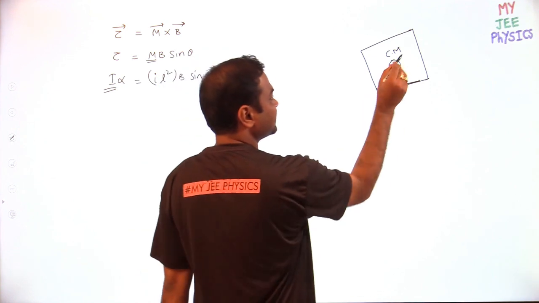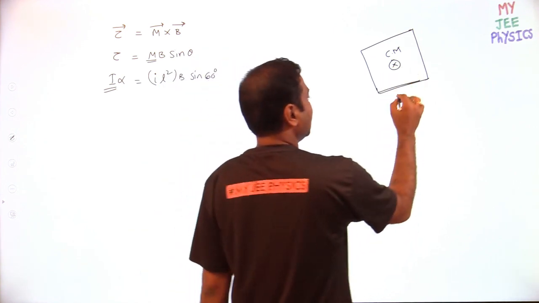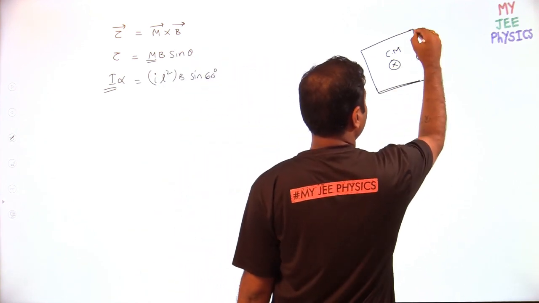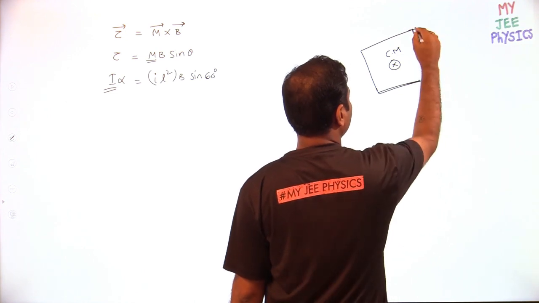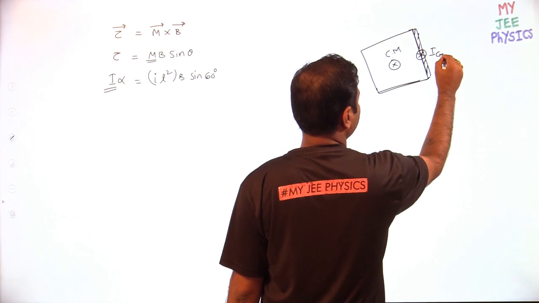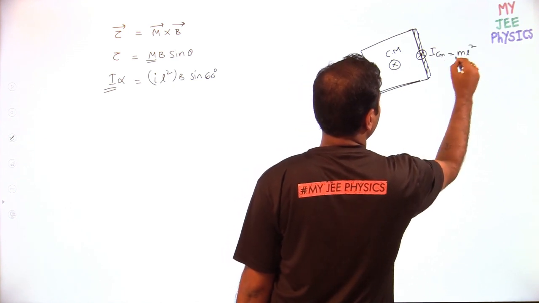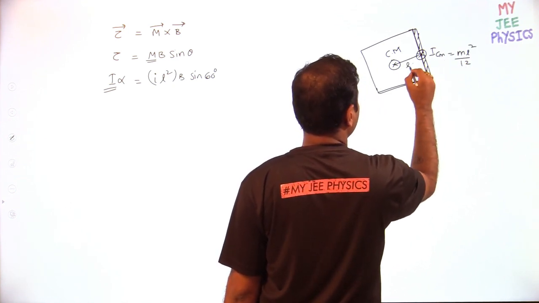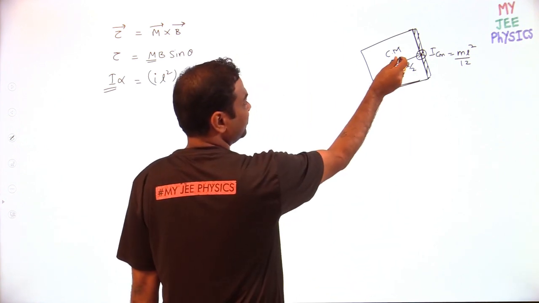Okay? So this is the axis perpendicular to the board plane. What is the moment of inertia about this rod? If I calculate one rod, I can do it for all 4 rods. So the moment of inertia about the center of mass is I_cm = ML² by 12, and obviously this is L by 2.